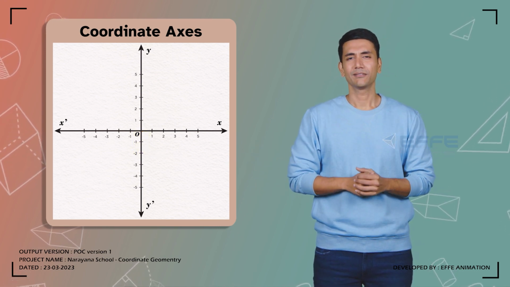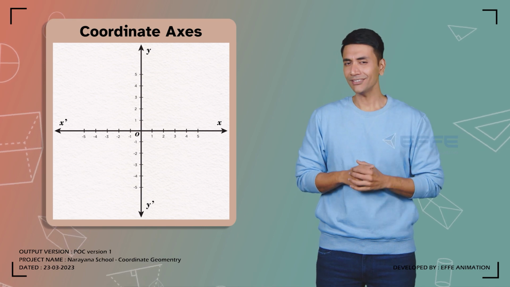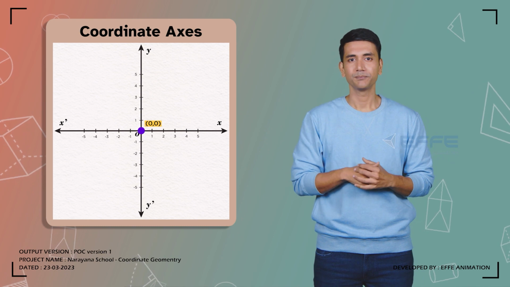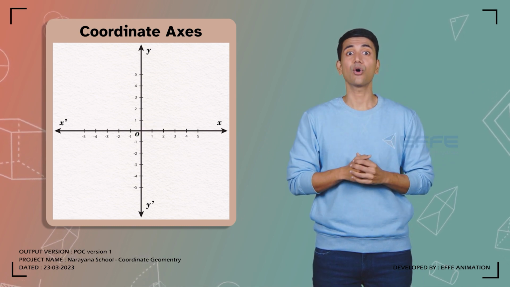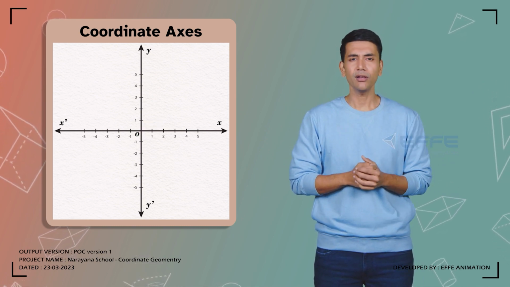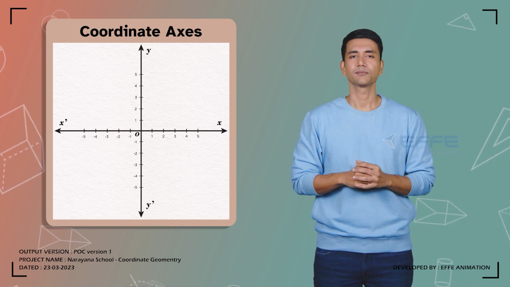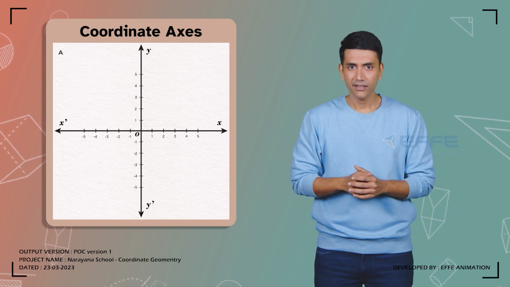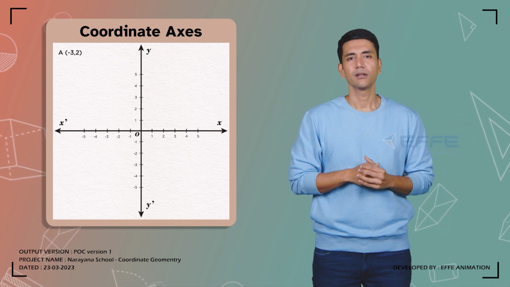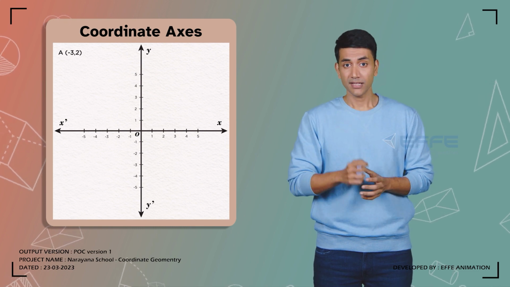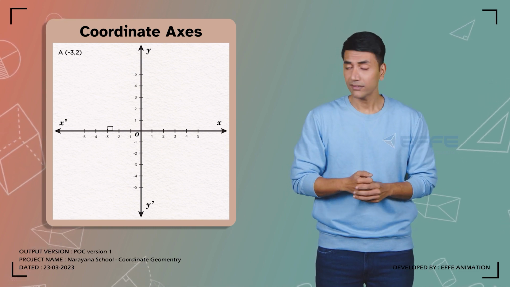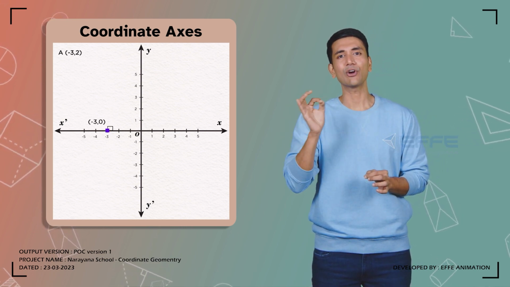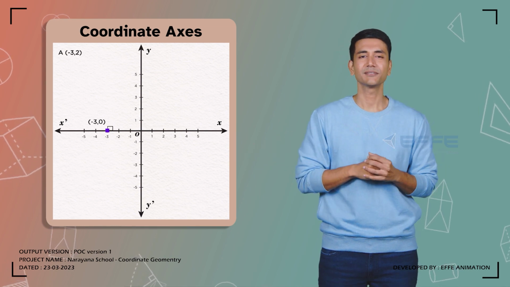That was great. But do you remember the coordinates of origin? That's correct. It is (0, 0). Now that we have seen coordinates of points, let us recall how to mark these points. Let us say we have to mark a point A (-3, 2). The first thing to notice is that the x-coordinate of point A is -3. So, locate (-3, 0) on the x-axis.